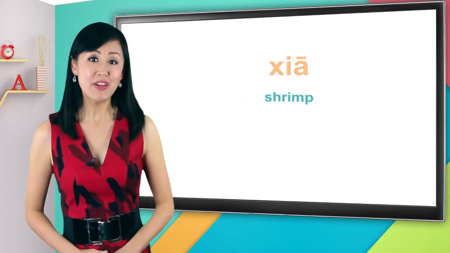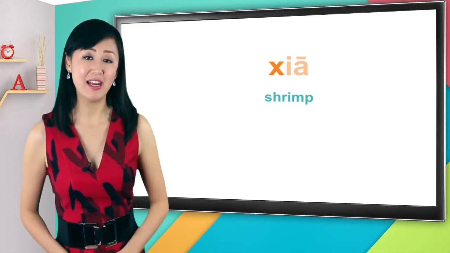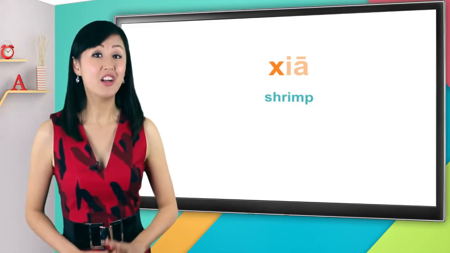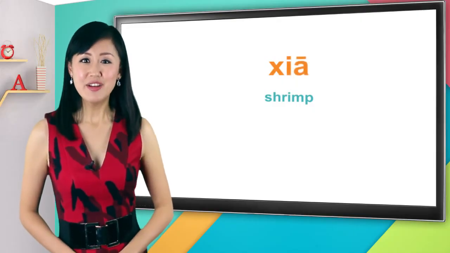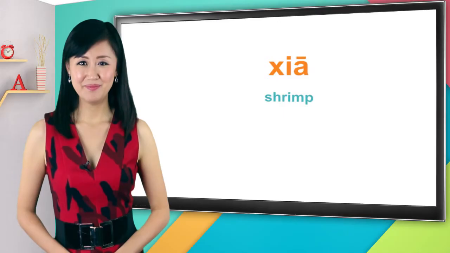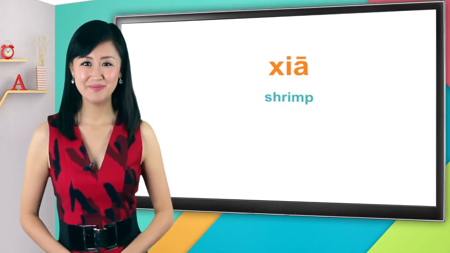The initial spelled X in Pinyin is kind of like an S sound and kind of like an SH sound. We'll learn all about it later. For now, just try to say shrimp with me. Xia. Xia. Good.